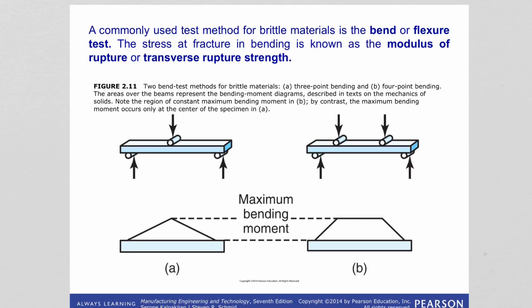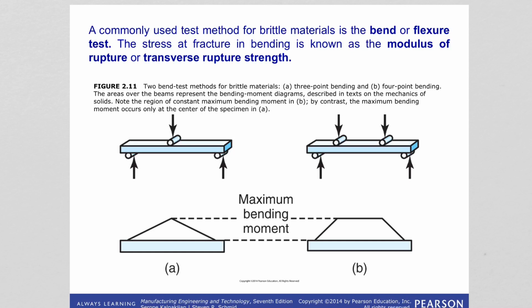Testing brittle materials is very challenging. The reason for that is it is difficult to shape them, to machine them to appropriate specimen dimensions. Also, they are very sensitive to cracks, and therefore clamping them to test devices is very difficult. So therefore other tests are utilized to calculate their properties.